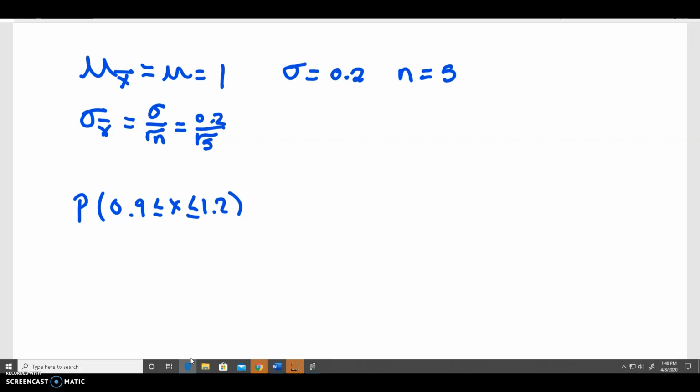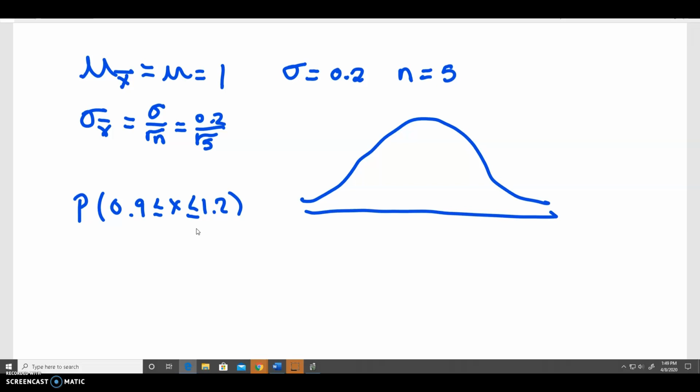Now, to make my problems more accurate, I'm going to leave that like it is instead of trying to calculate that out. Okay. So this is what we're looking for down here between 0.9 and 1.2. So if we sketch our distribution, we know that 1 is in the middle, and we're looking for 0.9 to 1.2. Okay, we're looking at this region right here.